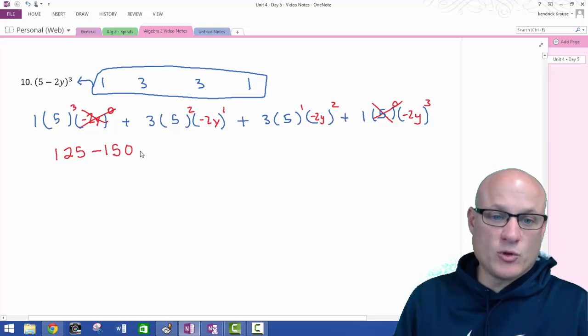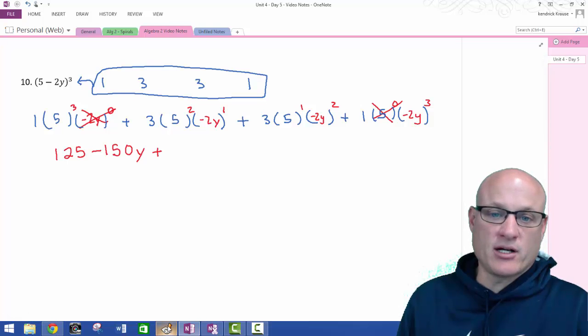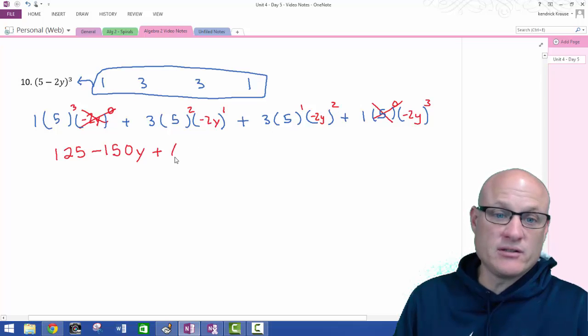y to the first, or just y. Now the next one's going to be positive, because remember, every other term is going to be positive. And again, I can take my calculator back out, I'm not going to. This is 15. 15 times positive 4 is 60, y squared.